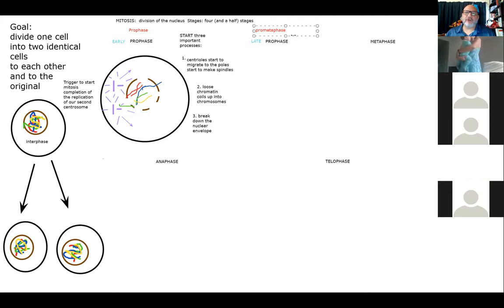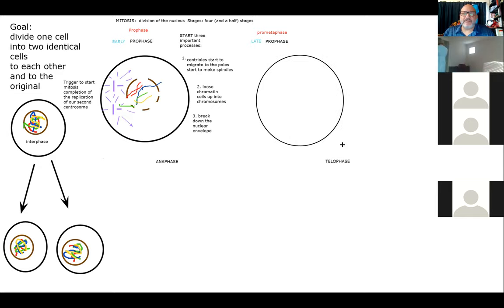Now, when you describe this on your exam, you may use either of those two phrases. You may use and describe early prophase and late prophase, or you may talk about prophase and prometaphase. I don't care how you want to describe it. Just make sure you distinguish these two periods of time. All right? Now, we know that in early prophase, these three important processes start. So not surprisingly, in late prophase, we have completed these three phases.